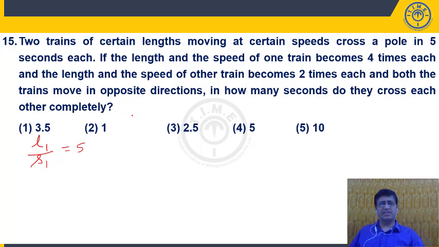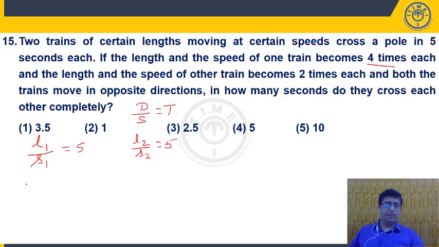The basic formula here: distance is equal to speed into time, so distance by speed is equal to time. I am using this formula. What is the second train? It is L2 and the speed S2. It is also 5. My dear students, what is it saying here? Speed as well as length increases. Speed and distance are in direct proportion, which means time is a constant.